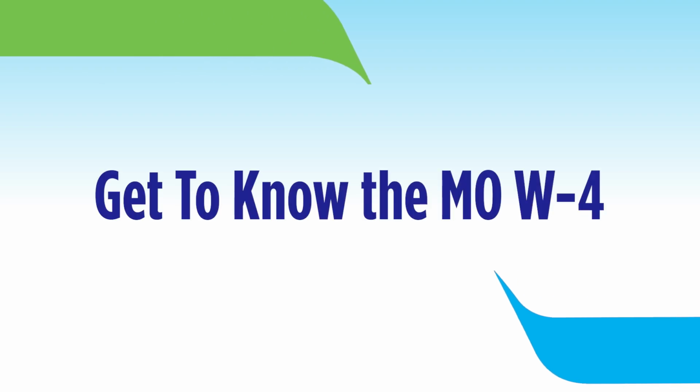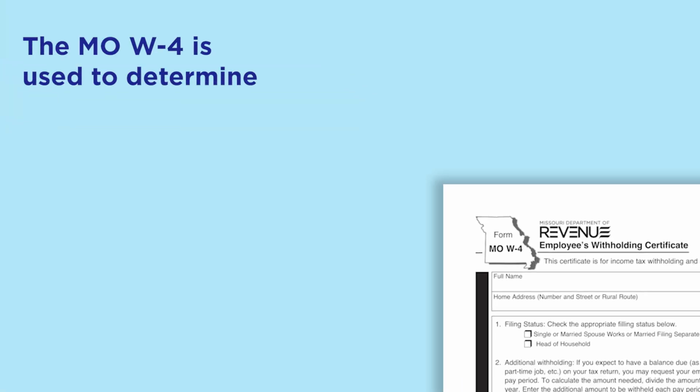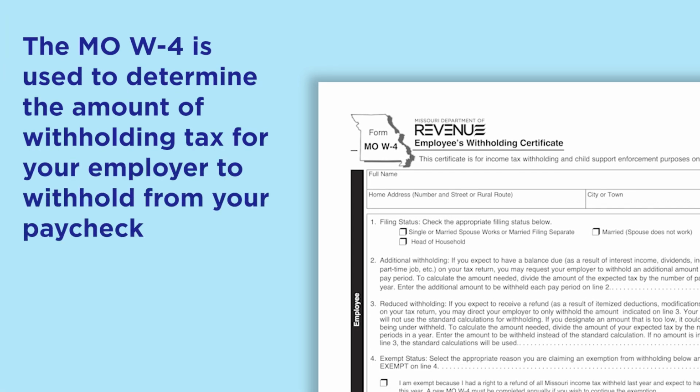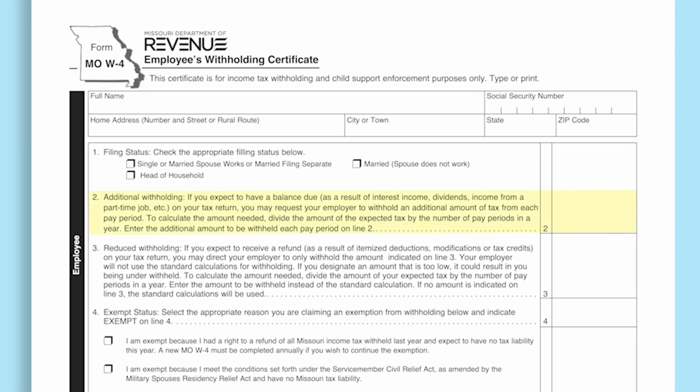Get to know the MO W-4. The MO W-4 is used to determine the amount of withholding tax for your employer to withhold from your paycheck. To increase the amount withheld from your paycheck, input a number into line 2 of your W-4. To decrease the amount withheld, input a number into line 3.